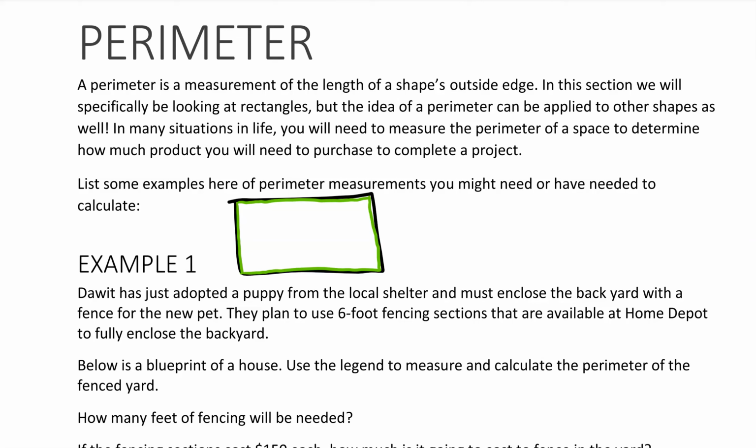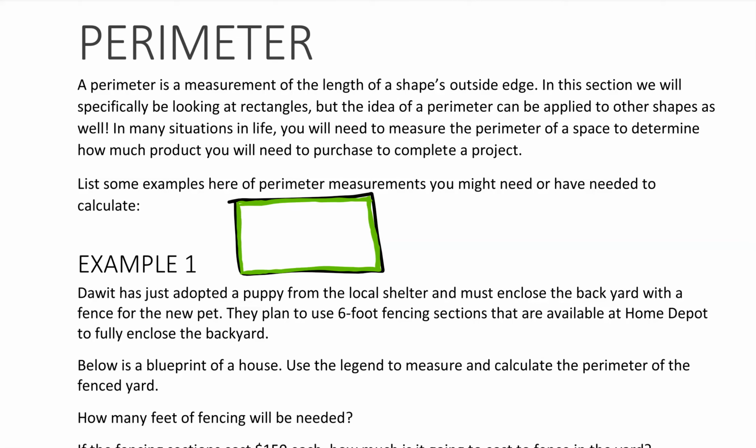And I needed to go to Home Depot and tell them how much trim I needed. So I needed to basically add up all of these sides or calculate the distance measured there so that I could give those measurements to Home Depot. So that's an example of when I needed to use perimeter in my life.